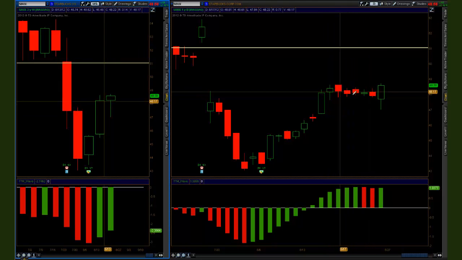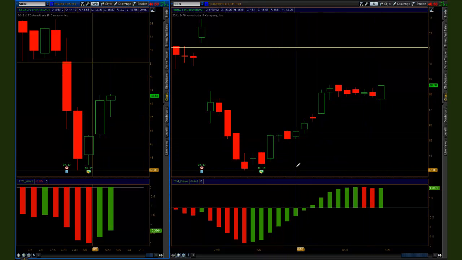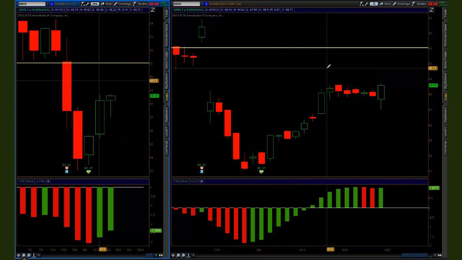I didn't get into this until up closer to this range. I was actually looking for a double bottom. We never got the double bottom, and it went off without us.